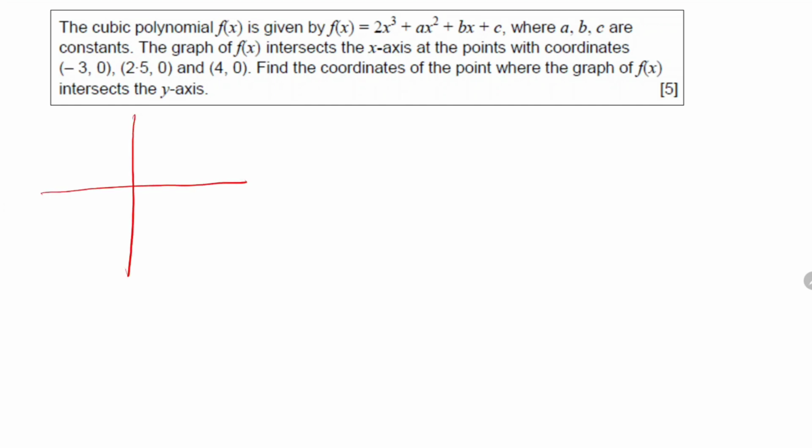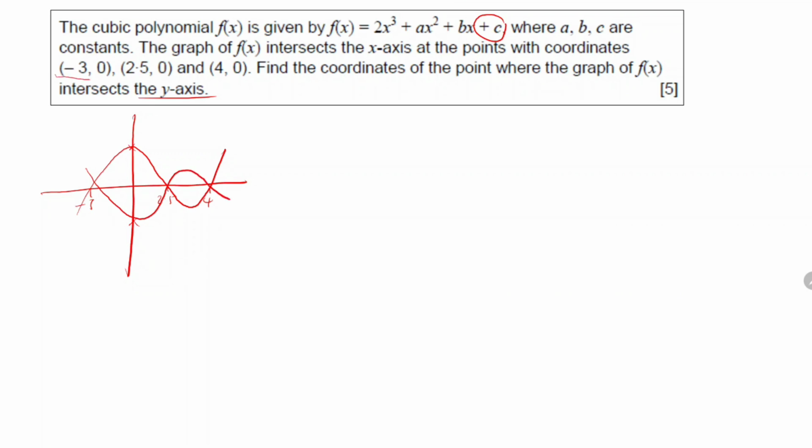If we were to sketch where these points would be for our roots, we'd have minus 3, 2.5, and 4. And we're trying to find our intercept. That's what the question's asking. Find the coordinates of the point where the graph intersects the y-axis. Now at the moment we don't know whether it's above or below. So we don't know if it does something like this or something like this. Okay.